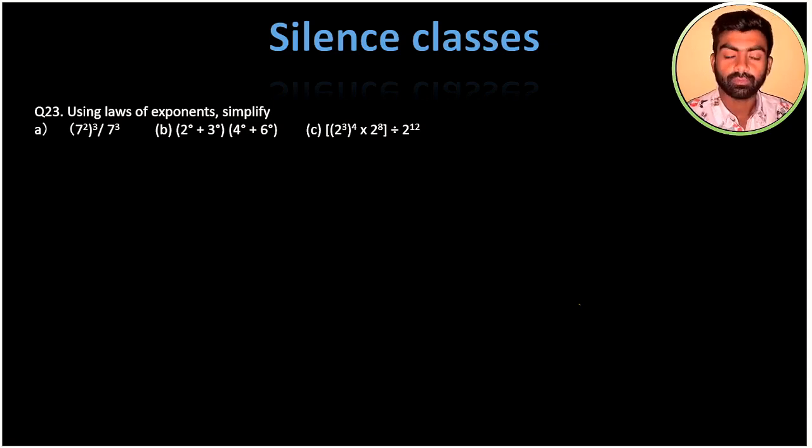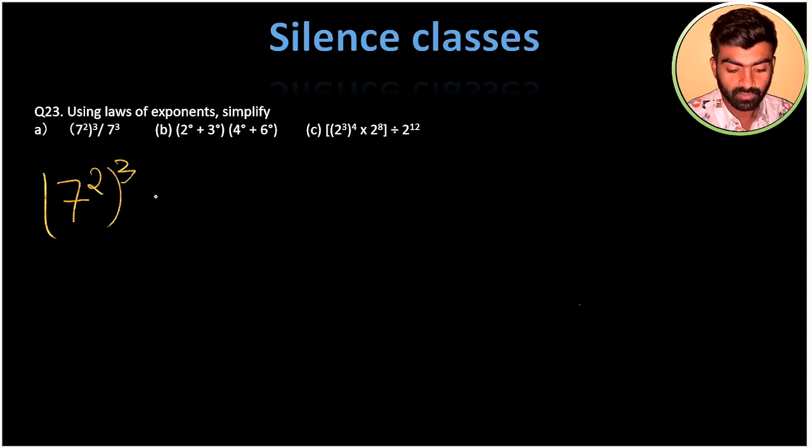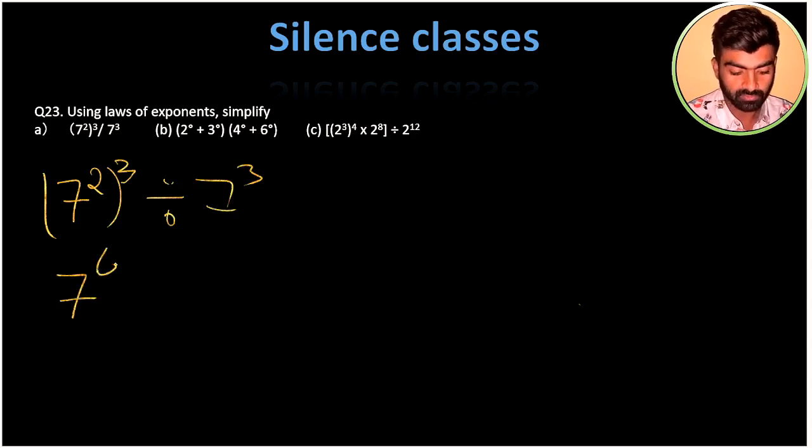Now let's do question number 23. Using the law of exponents, we have to simplify this question: 7 to the power 2, whole to the power 3, divided by 7 to the power 3. Once we open the bracket, the powers get multiplied. So 7 to the power 6 divided by 7 to the power 3.